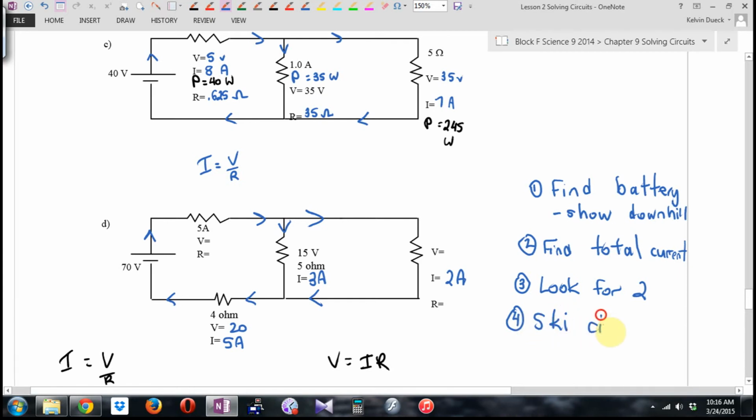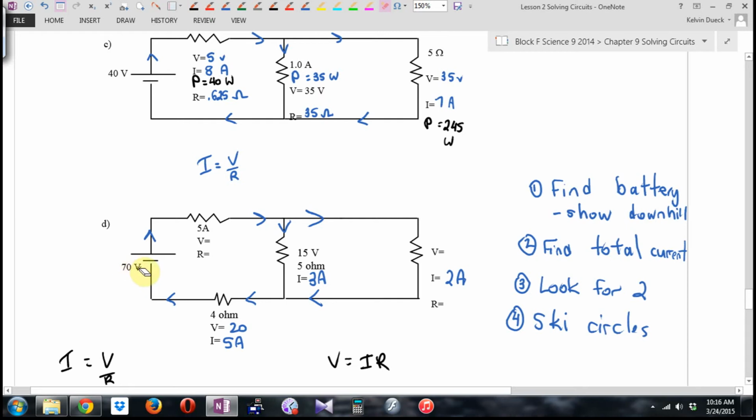I ski circles. By circles, what I really mean, Kiana, is I always end up back where I started from. They're going to be rectangles, I guess, because I'm not drawing circular circuits. I'm drawing jagged lines. But so you ready? Hudson, you awake? Here we go. Hudson, how many volts right here?